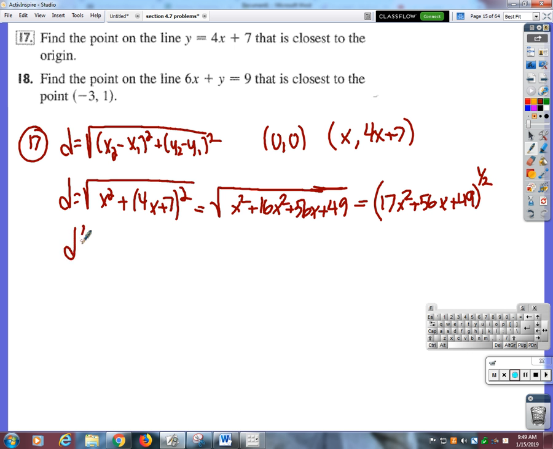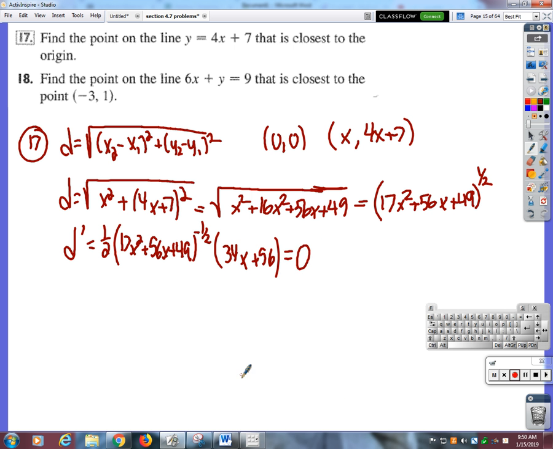Okay, now if I take the derivative, that is 1/2 times 17x squared plus 56x plus 49 to the negative 1/2 times the derivative of the stuff inside the parentheses, which is 34x plus 56. And I'm going to take that and set it equal to 0.